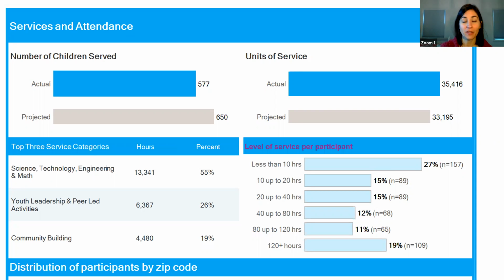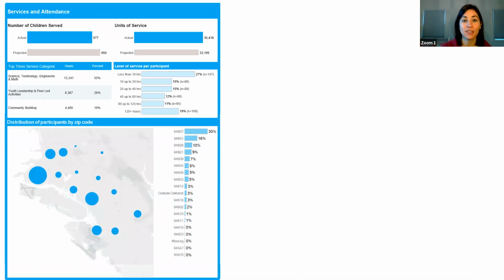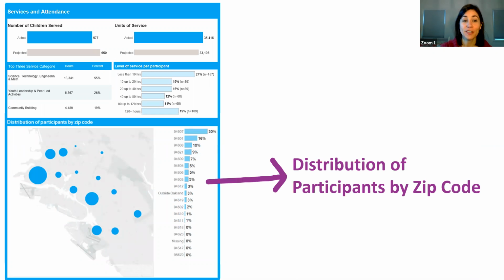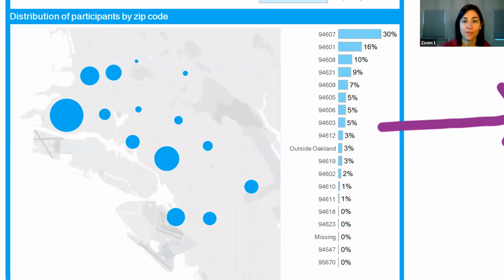And to the right, we have the level of services that participants received. As you can see in this example, 19% of participants from this program attended for at least 120 hours. And now on to the bottom of the 2nd page, you'll see the distribution of participants by zip code. The size of the bubbles in the map reflect the percentage of your participants who come from that zip code.